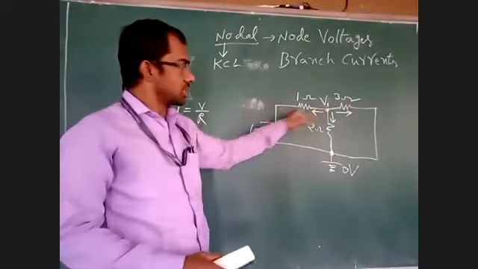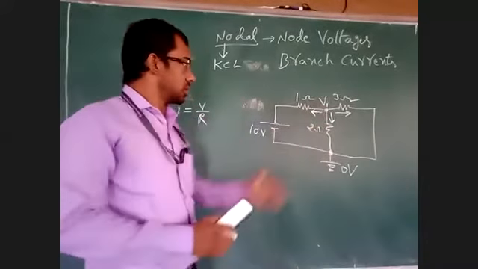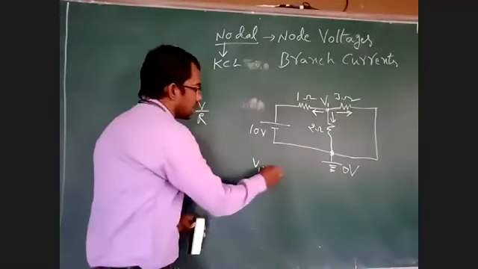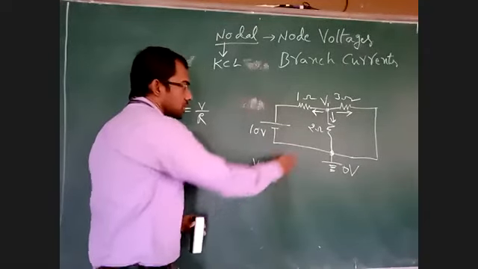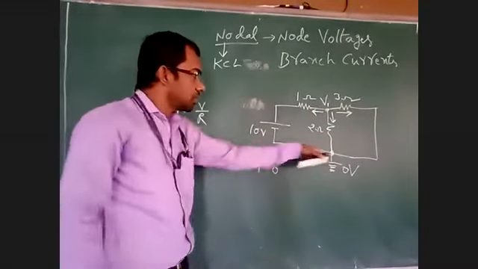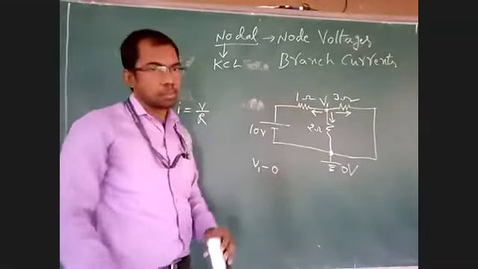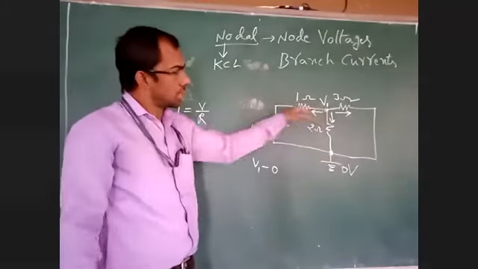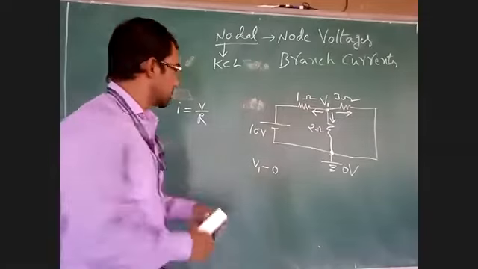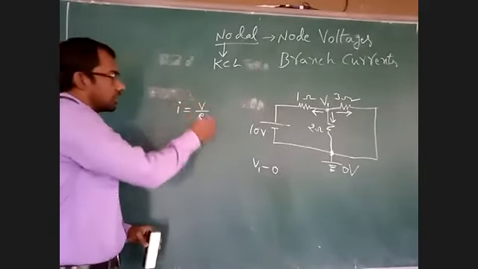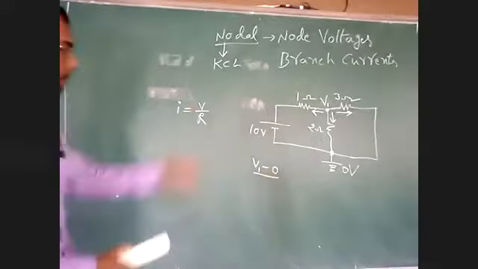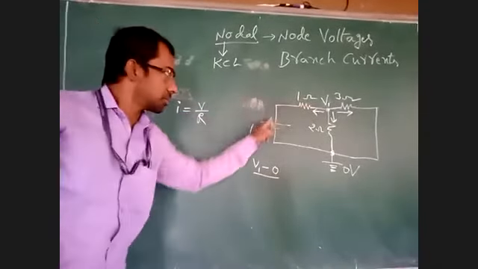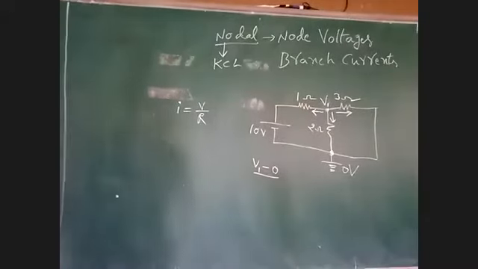Now I am considering the arrow on this side. So V1 positive, 0 negative. That is V1 minus 0. If the arrow is moving the other way, it is 0 minus V1, because 0 is at higher potential. Now I am considering the arrow in this direction, so V1 minus 0. So current I is equal to V by R. V is the voltage we have written in this branch. What is the resistance in this branch? 1 ohm. Okay, 1 ohm.